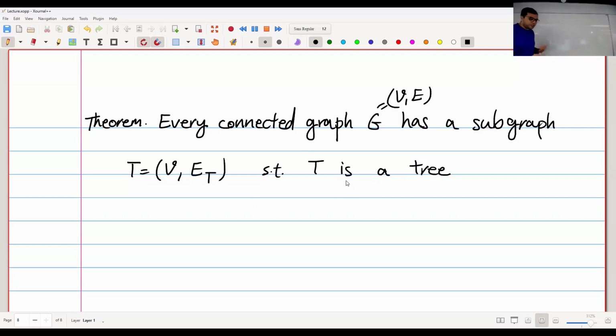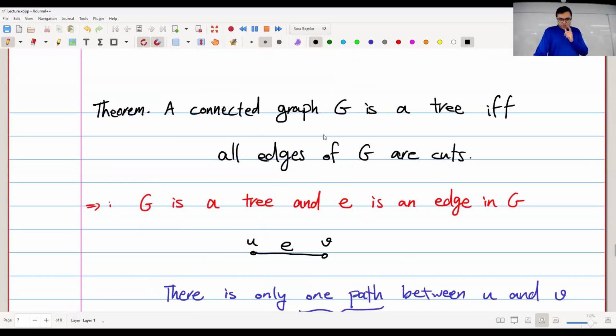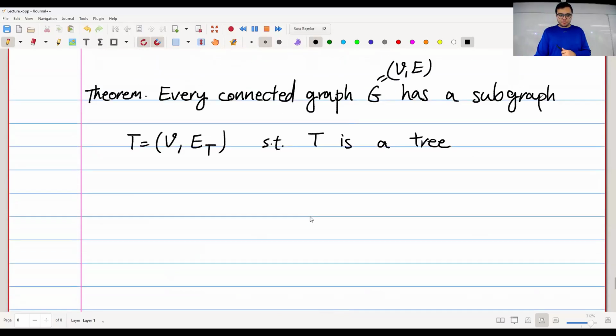I can give a constructive proof. I can give an extremal proof. Let's see if I can use this previous theorem, for example. So I know that a connected graph is a tree if and only if all of the edges are cuts.